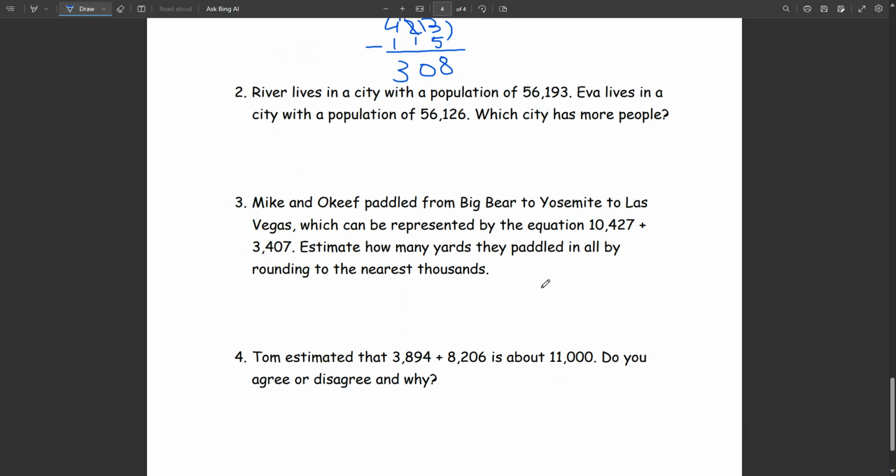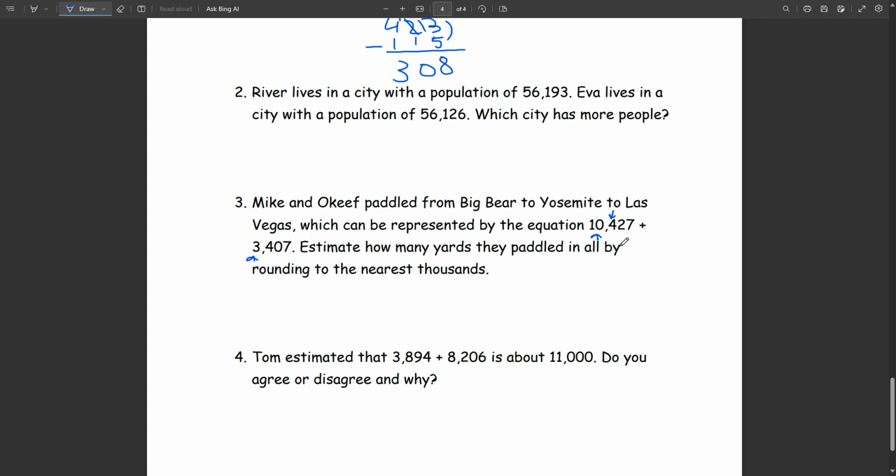Let's go to number 3 here. So it says Mike and O'Keefe paddle from Big Bear to Yosemite to Las Vegas, which can be represented by the equation 10,427 plus 3,407. Estimate how many yards they paddled in all by rounding to the nearest thousands. So we know that this is a thousands place, and this is a thousands place.